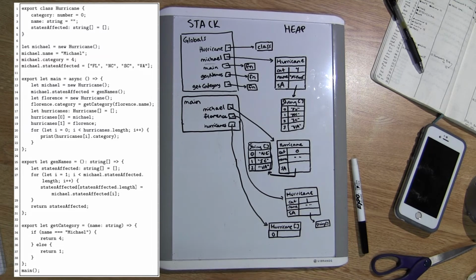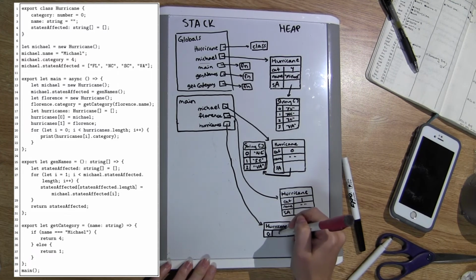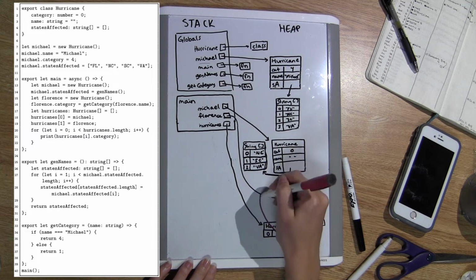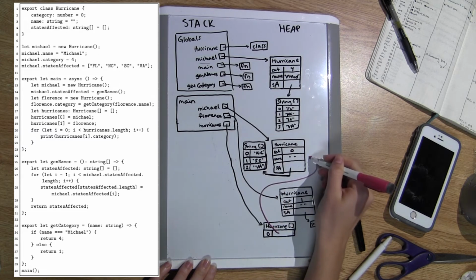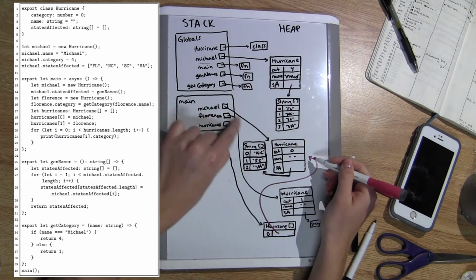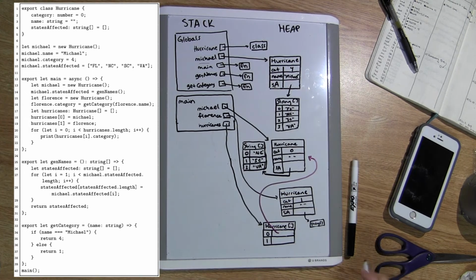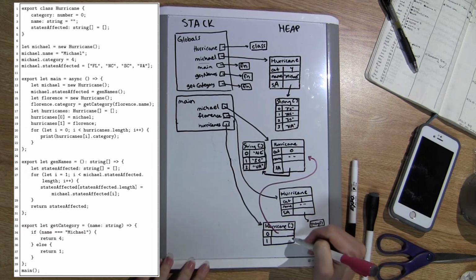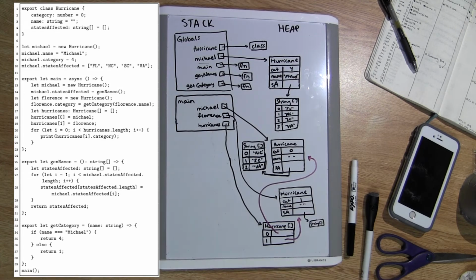I'm going to switch colors. And this is a little tricky because we're getting into spaghetti territory. We'll draw an arrow that points to that exact same information that the Michael variable is referring to. Same deal goes for the next line of code, where we're assigning the value of the first element in the hurricanes array to be the same information that the Florence variable holds. But here our arrow is a little bit shorter and less squiggly. So this is the state of our program as we reach line 19.